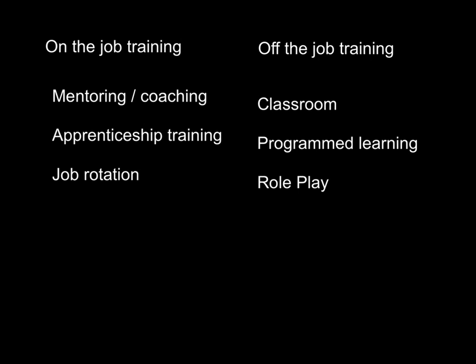And last but not least will be simulated training. This is where you may actually be using a machine or some sort of device to train. Imagine an airplane pilot. They won't be training in the real plane. They would be training in a big machine that simulates what it would actually be like to be in the real environment. So these are different types of on-the-job training and off-the-job training.